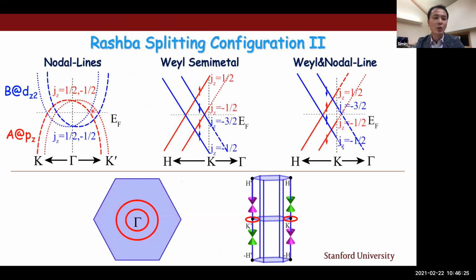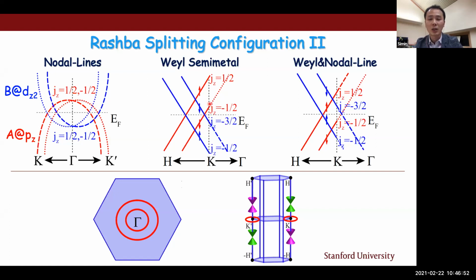In configuration 2, if there is a band inversion at the gamma point, the system is a node line semimetal with 2 node lines circled around the gamma point. The node lines are protected by the mirror symmetry. If there is a band inversion at the K point, the two band crossings in the HK direction have a Jz jump. The delta Jz is equal to 1, so they will not be gapped out.